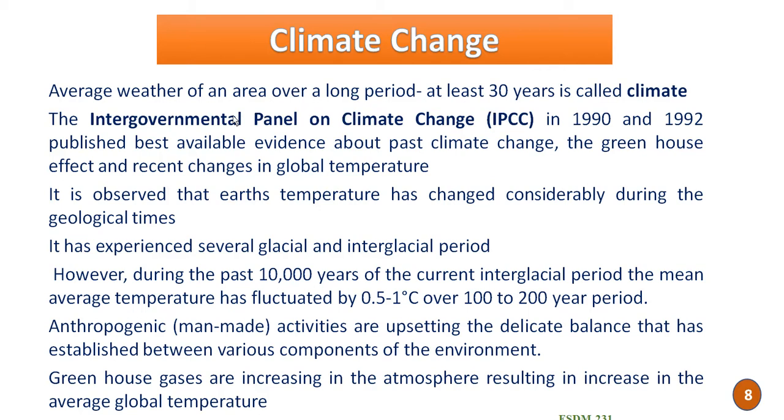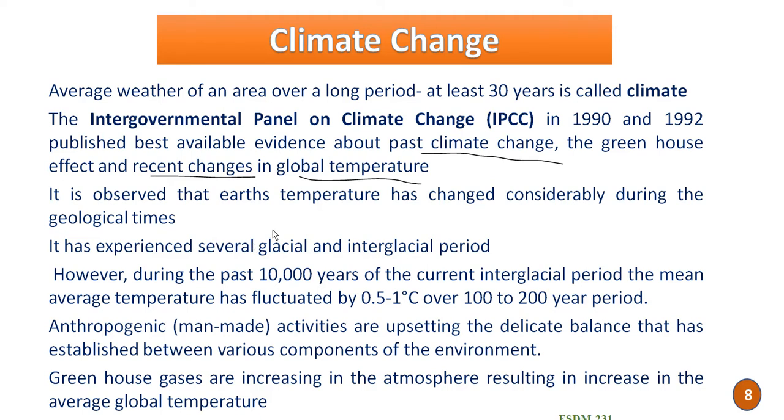And the Intergovernmental Panel on Climate Change, shortly known as IPCC, is the apex body which regulates climate change. In 1990 and 1992 it published the best available evidence about past climate change, the greenhouse gas effect, and recent changes in global temperature. And according to the IPCC, they publish various data related to climate change.